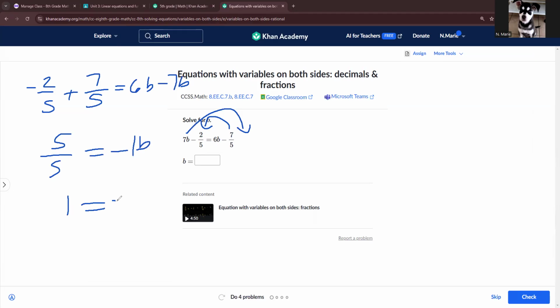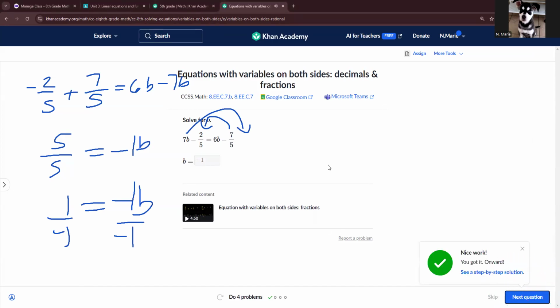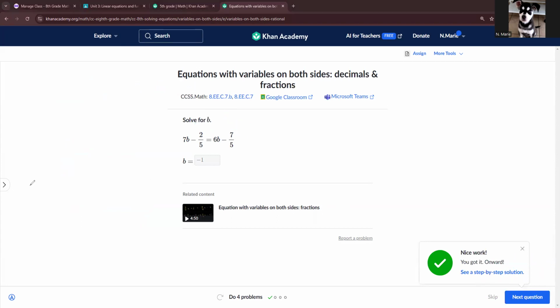This gets you 1 equals negative 1b. Divide both sides by negative 1. B is negative 1. Right? We're just moving things around. We know how to move things around. We know how to do, right? When we know how to do all of these things that I'm saying, then these are so much easier.